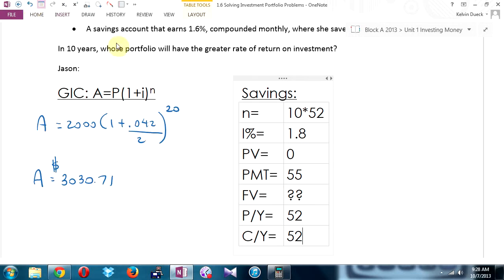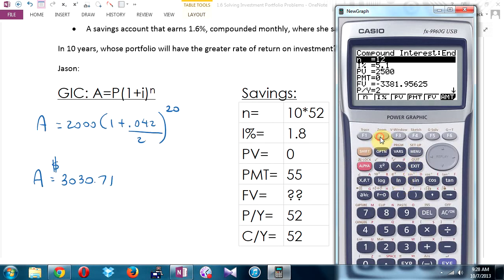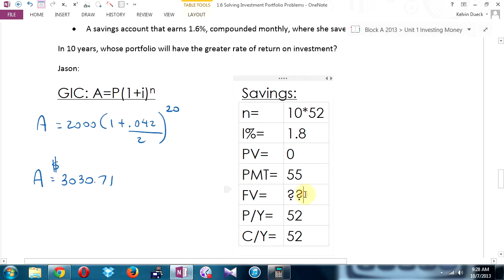Is that okay? Since there's payments, let's use our software. Let's use the menu, the graphing calculator. It's going to be 520, 1.8, 0, 55, don't know, 52, 52. I get a final value of, nice, $31,329.72.